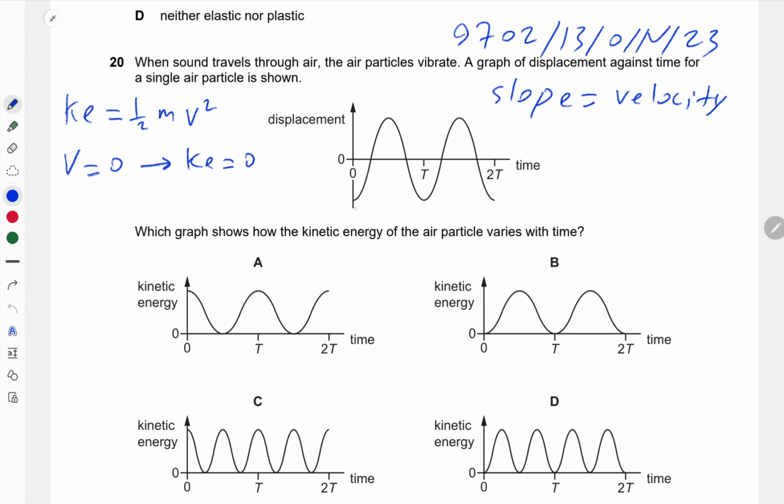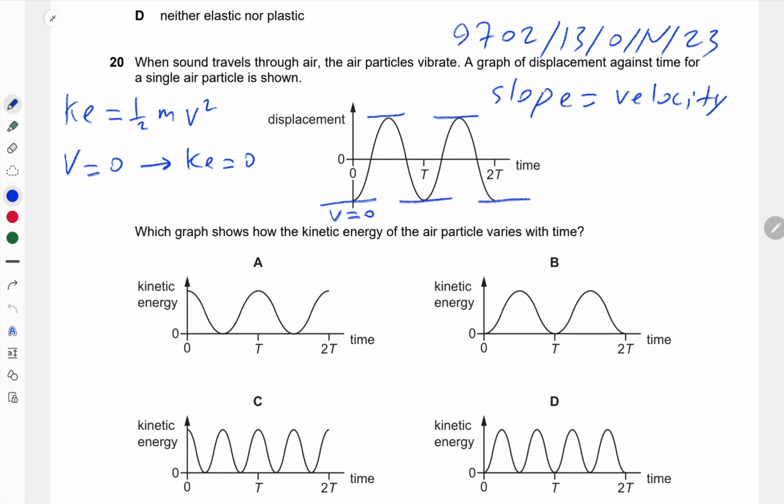So let's see the slope of our graph. Initially the tangent is horizontal, so the slope will be 0. So velocity equals 0 when time equals 0. So here also velocity equals 0. If you draw a tangent here, also velocity equals 0 because the slope equals 0. So here also and here as well.